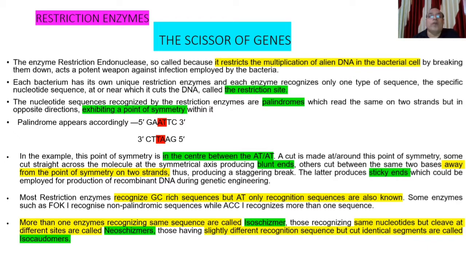An enzyme evolved in their system, which is called restriction endonuclease. Since it is an endonuclease, it cuts into the interior of the nucleic acid, and since it restricts the multiplication of infecting bacteriophages in the bacteria, it has been called restriction endonuclease. So restriction endonuclease can cut the DNA. We are concerned with DNA here.